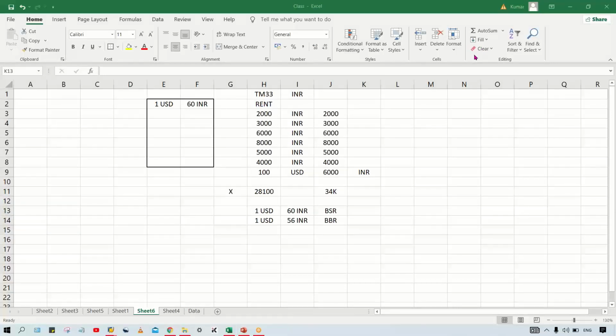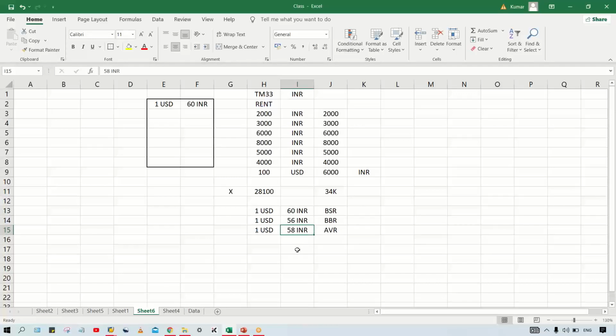Sir, can I say something? Yeah, tell me. I think we have to maintain the average of the bank selling rate and bank buying rate. Okay. So now let's suppose I can maintain the average rate here. This is the average in the sense this plus this divided by 2, equals 58. That is the average rate, right?